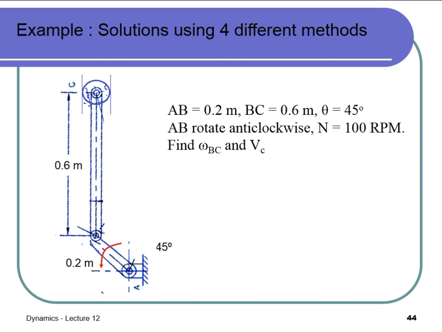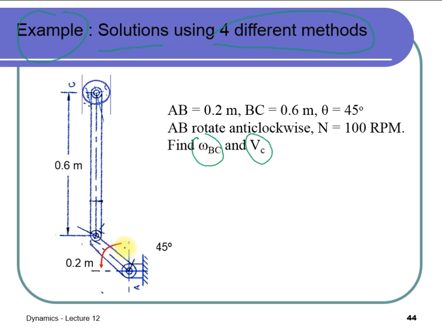Okay, let's see another example over here. If you remember, we had a problem from the previous lecture. One problem we can solve using 4 different methods. Now we try to solve this problem using the instantaneous center of zero velocity. If you remember, the question is asking you to get the angular velocity of BC and what is the velocity of C.